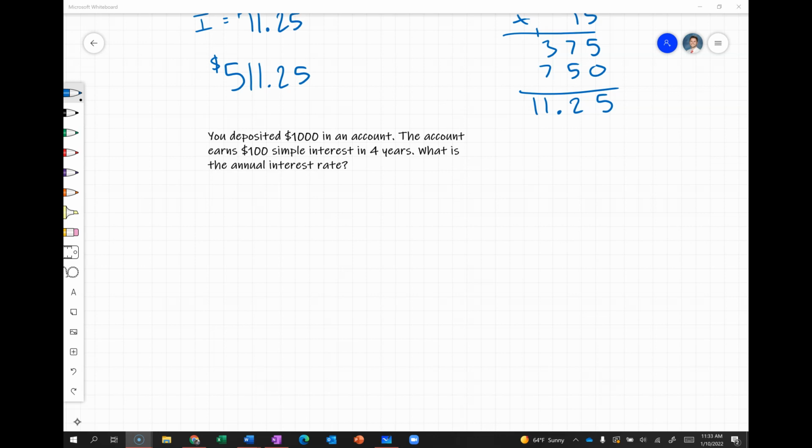All right, in this next example, you deposited $1,000 in an account, and the account earns $100 in simple interest over 4 years. So for this one, we want to know, okay, if it earned a total of $100 over 4 years, what percent is that earning each year?